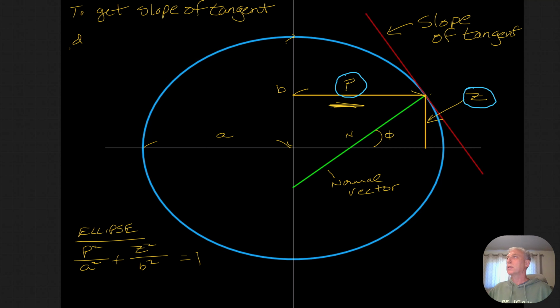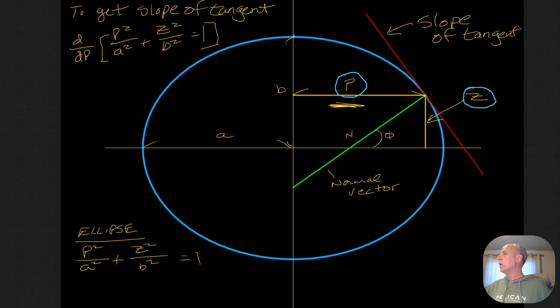we need to find dz/dp of our ellipse, p squared over a squared plus z squared over b squared equals 1. So we're going to find that derivative. And I wasn't going to actually do it, but I think I will. Let me move this stuff out of the way. We're going to use implicit differentiation.